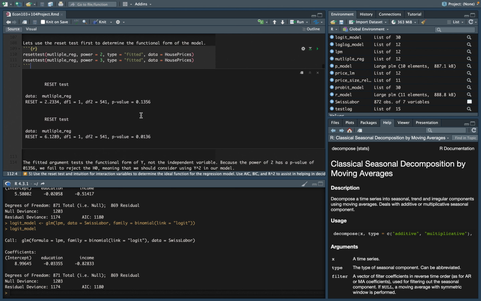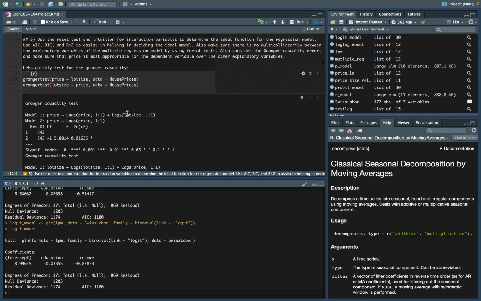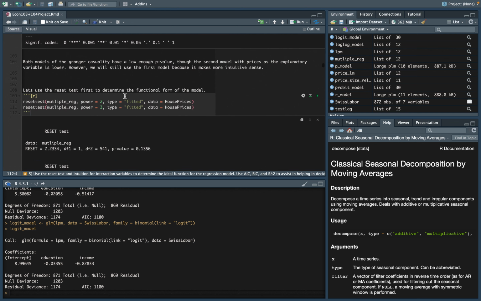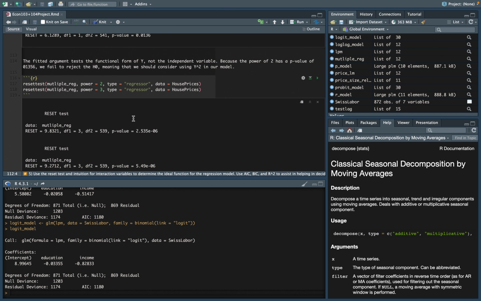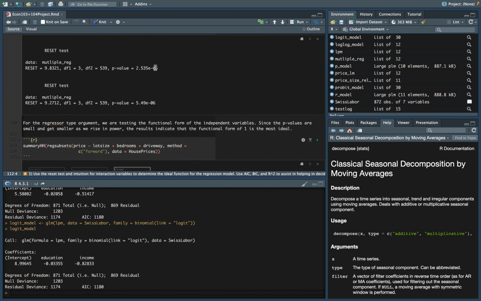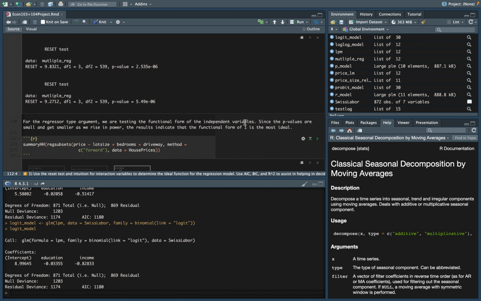Okay, my bad. So this type fitted here means we're resetting to a functional form of the y value within the multiple regression. So this multiple regression here, we're multiplying the power of 2 and 3 for price, not these variables. In this type regressor, that's what we're doing for the independent variables. So again, we have these very small p-values for this type regressor, and so we'll conclude that we want to use a functional form of 1.